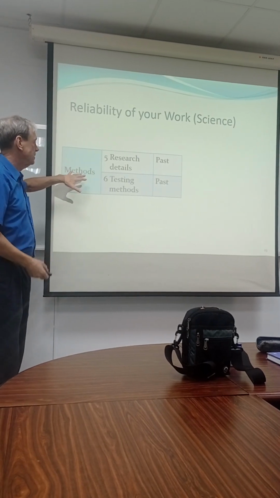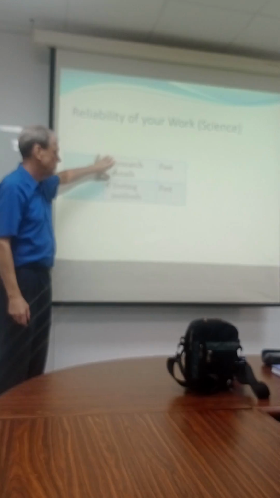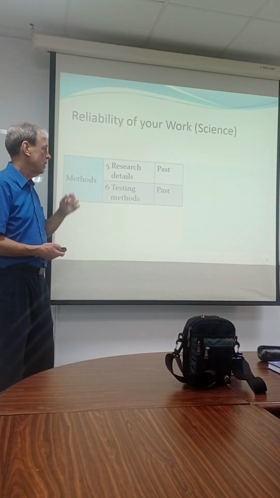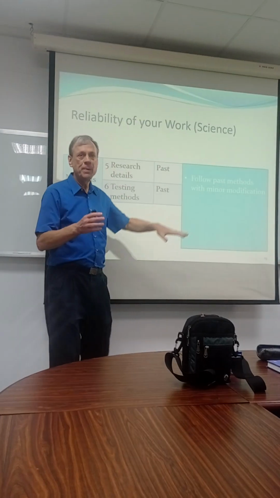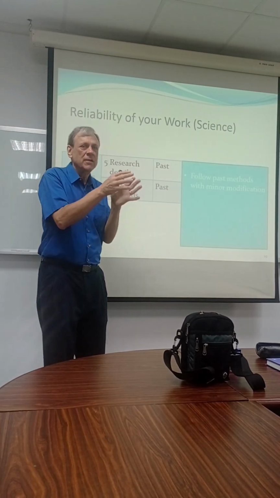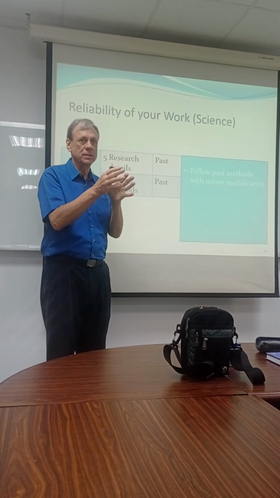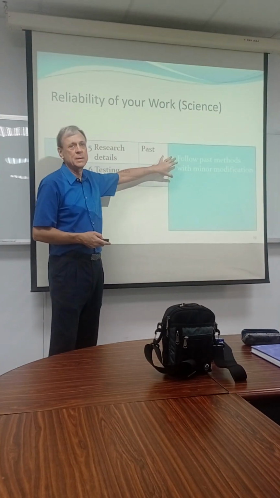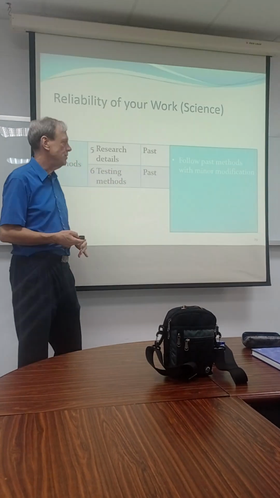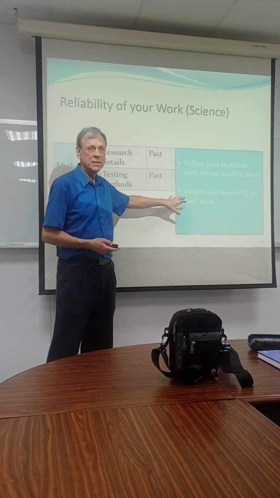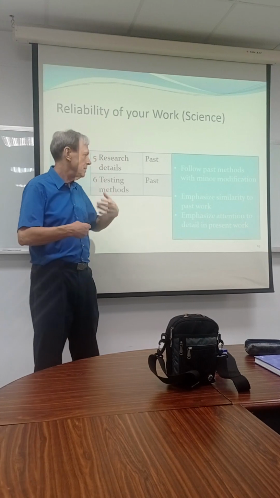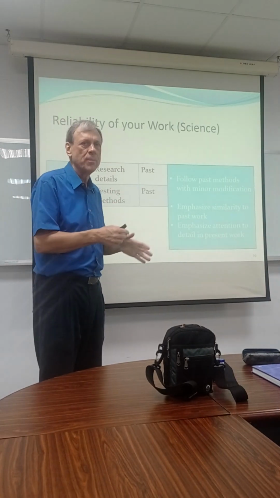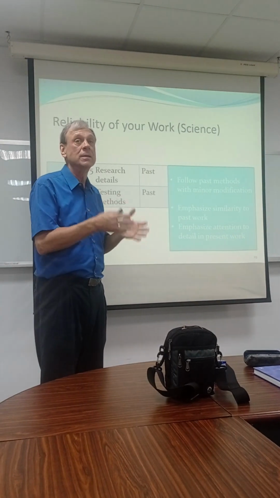So again, going back to science. In science, the methods division usually has research details and testing methods. Both of those are things that have been done before. And so you're saying, I followed the past methods, I just changed a few parameters. I changed the organism, I changed the length of time, I changed the environment, I changed some small thing, but I'm using this basically valid, accepted method. So you emphasize how similar your work is to past work, and you emphasize, in my present work, I paid very close attention, measured carefully, did all the things properly, so you can accept it. The data are good.